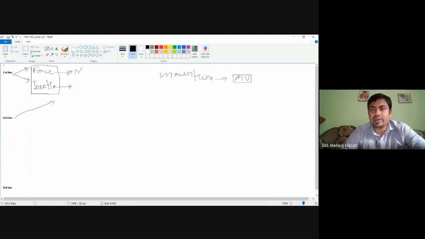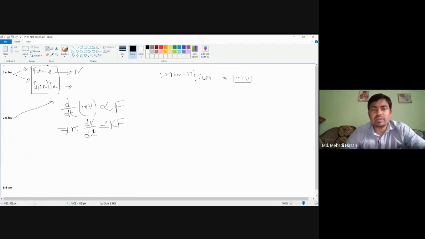So the rate of change of momentum is d/dt of mv, considering the time rate. This is proportional to the applied force according to Newton's second law. The mass here is constant, so m dv/dt is equal to k times F, where k is a proportionality constant.